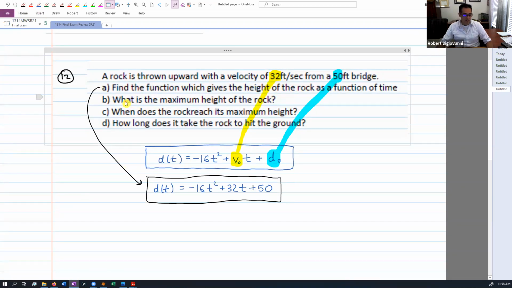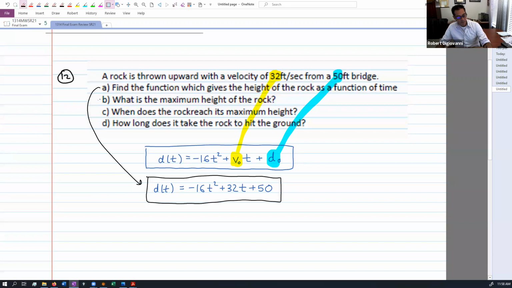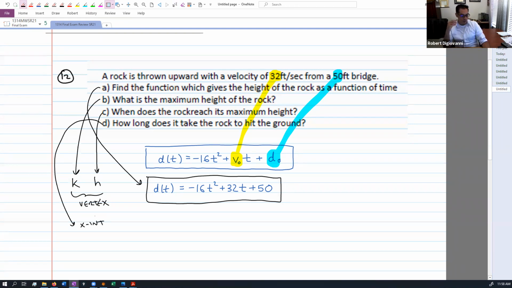When they're asking for the maximum height and when it reaches its maximum height, they're actually looking for the K and the H from the vertex. And when they want to know how long it takes to hit the ground, we're asking for the x-intercepts. So all you need for this problem is the vertex and x-intercepts. Once you have that, you're done.